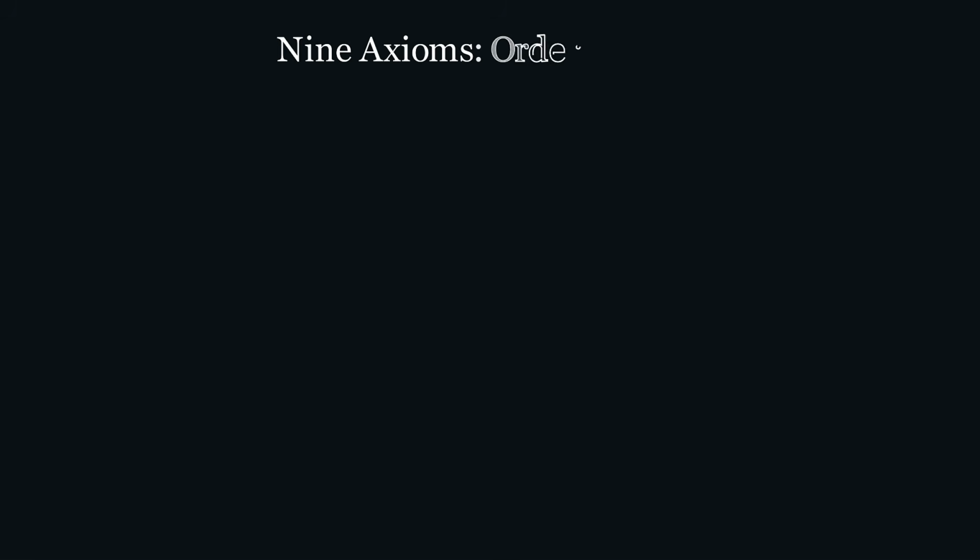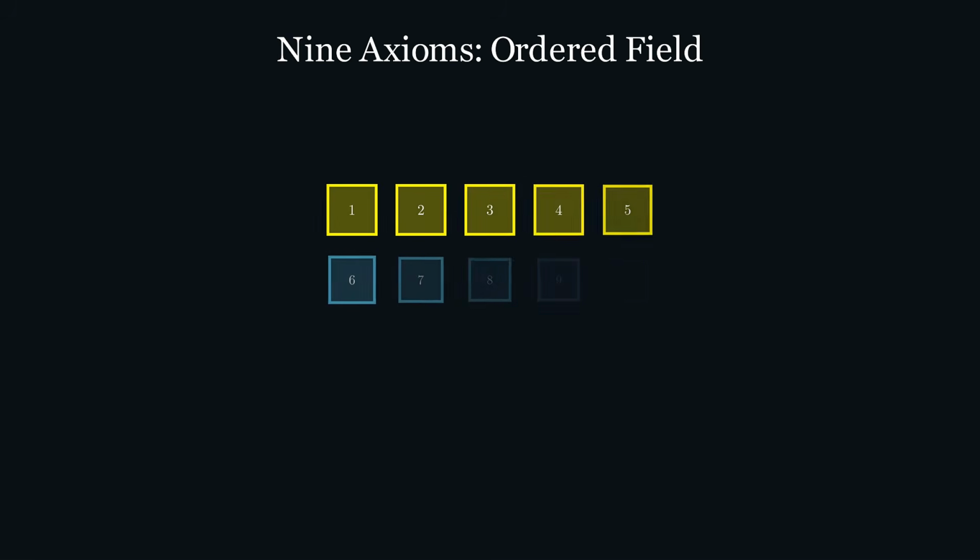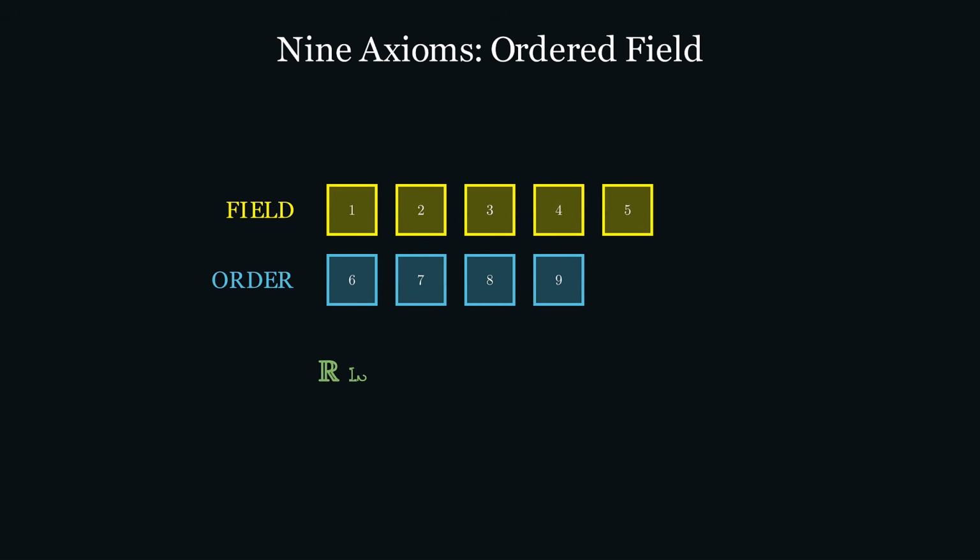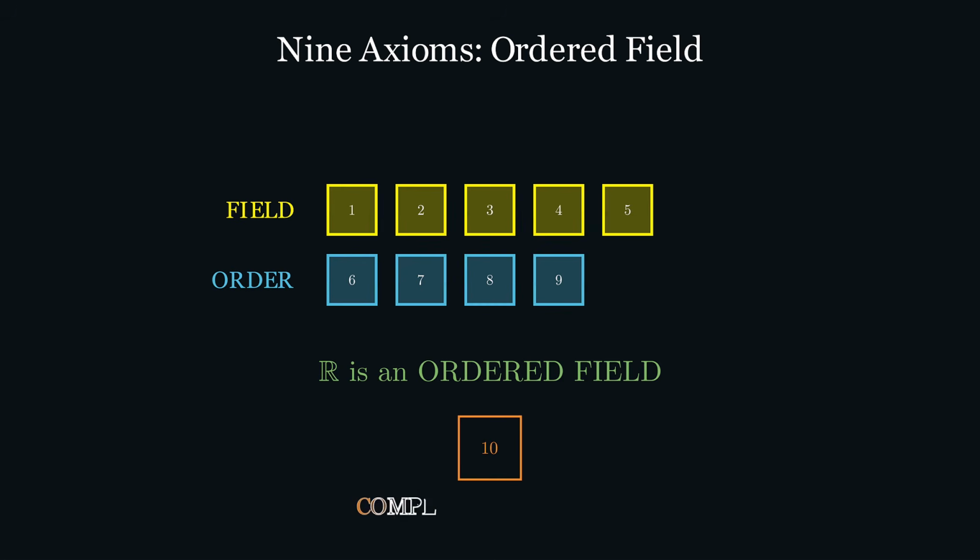These 9 axioms establish an ordered field. The real numbers now support arithmetic operations and magnitude comparisons. One critical property remains: completeness.